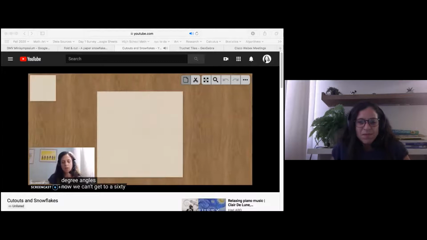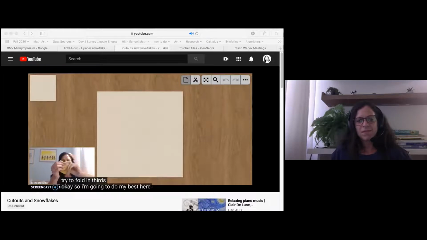Now, we can't get to a 60-degree angle by folding the paper in half, right? That means we would need to fold it in half and then in thirds, because 6 is not a power of 2, but 2 times 3. So let's start off with our paper. This, by the way, if you have a protractor, would make it a bit easier, but we could fold in half. And then now try to fold in thirds.